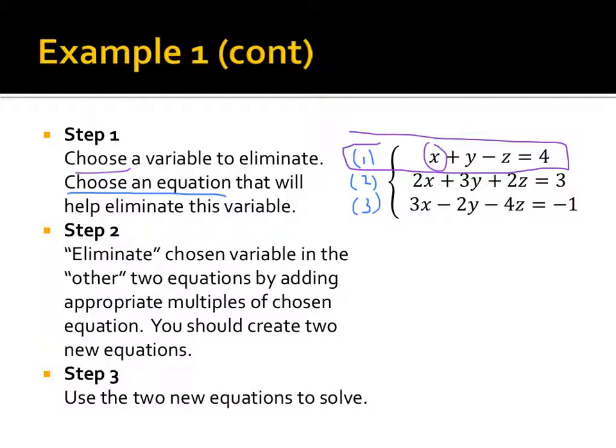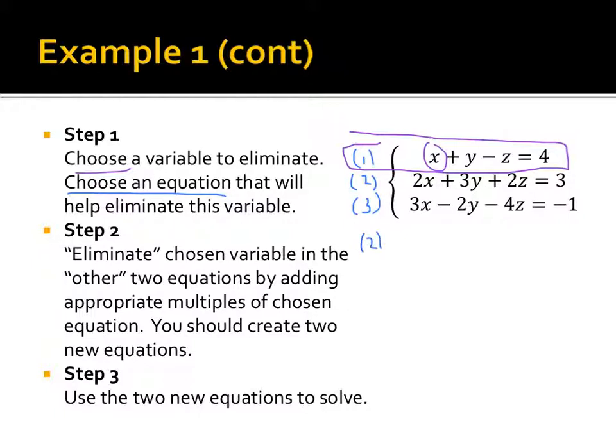All right, now the goal here is to eliminate the chosen variable in the other 2 equations. So these are the other 2 equations right here that I'm highlighting. So we want to eliminate the x's, these 2 x's in the other equations, and it says by adding appropriate multiples of the chosen equation. And so here in step 2, we actually have to do 2 things. So for example, I'm going to write equation 2 first. So this is the first thing I do.